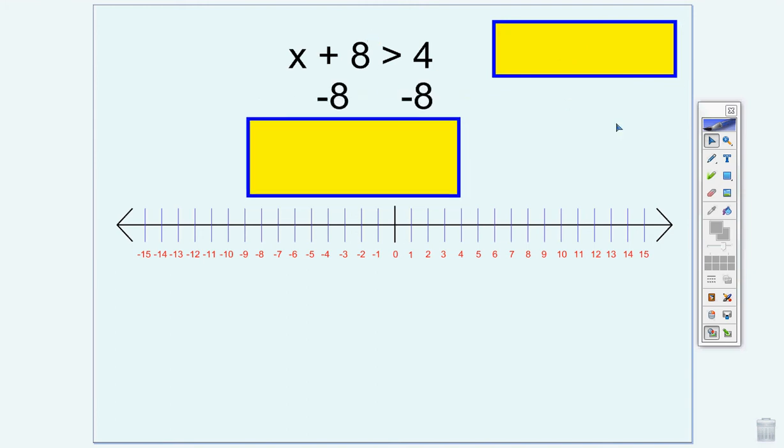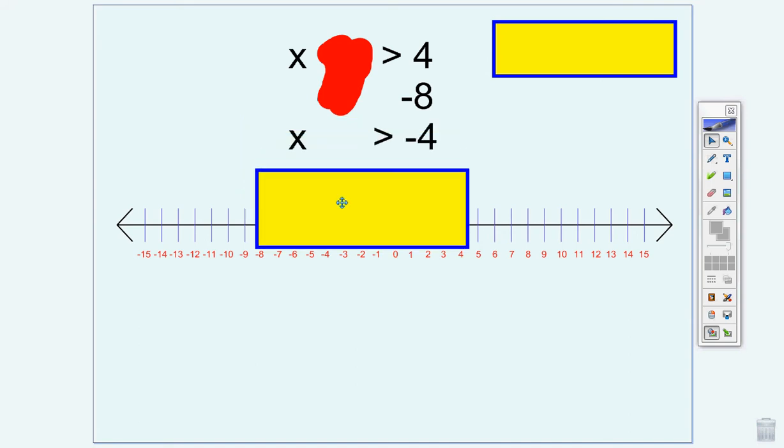Alright, 8 minus 8. So over here, I always show it on both sides. I make sure people understand that this part right there is going to disappear. So I did it on that side. It's gone. That plus sign is gone. It's all gone. Alright, so x is greater than negative 4.